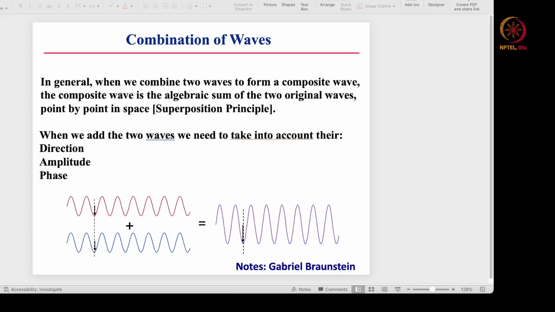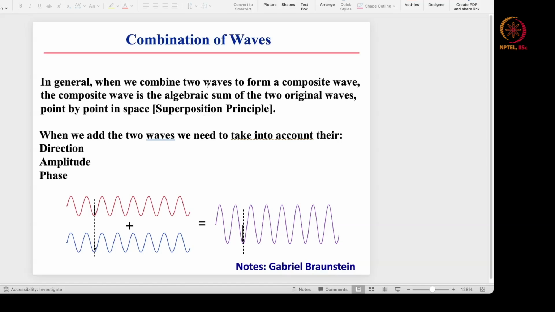We will do a small lecture on the combination of waves. These are taken from the notes of Gabriel Brownstein from University of Central Florida. So this gives rise to what we talk about a little bit on interference and a little bit on coherence. In general, this is high school physics. It is being reiterated here for completeness.